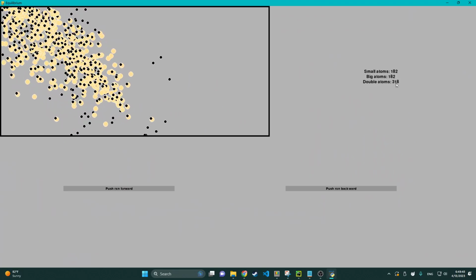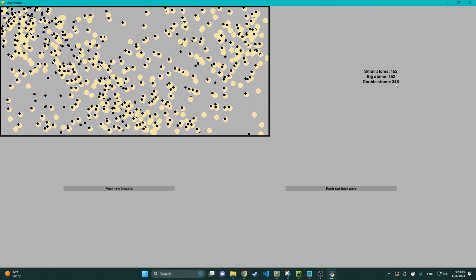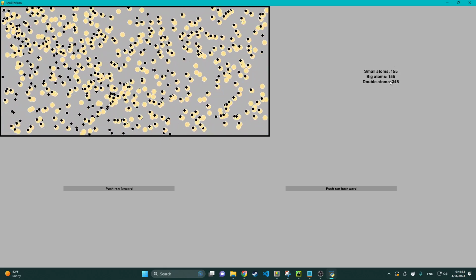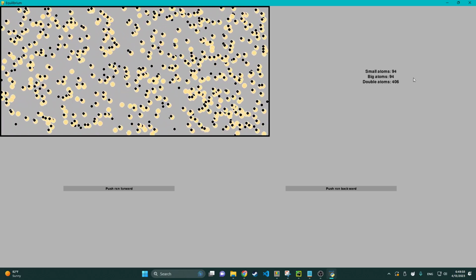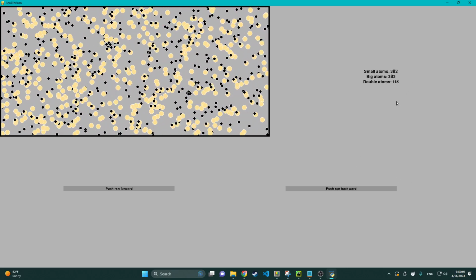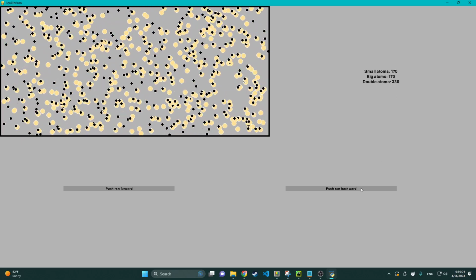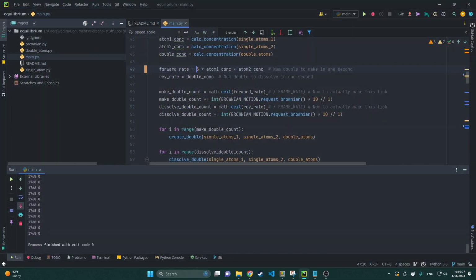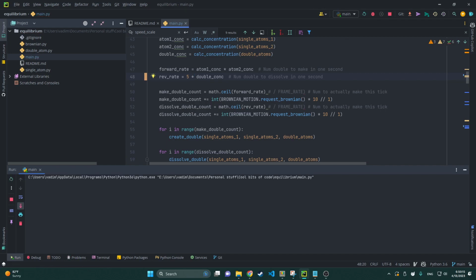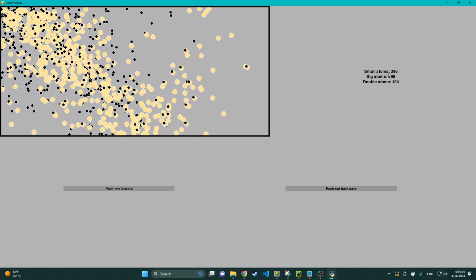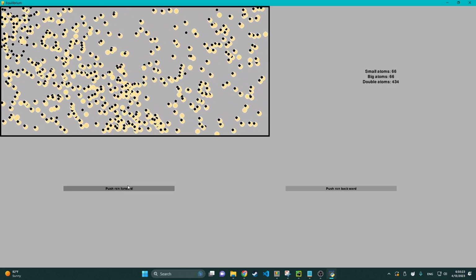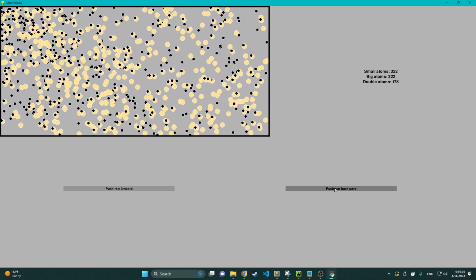You'll see the equilibrium point has shifted, and now the equilibrium point is where there are more double atoms instead of single atoms, right? And if I destabilize it, it'll go back to that equilibrium point, and if I push it back, it'll go back to the other equilibrium point as well. I can also make it instead favor the reactants. This favors the reverse rate. And now you can see that the rate is heavily favoring the reactants. So yeah, there's that.